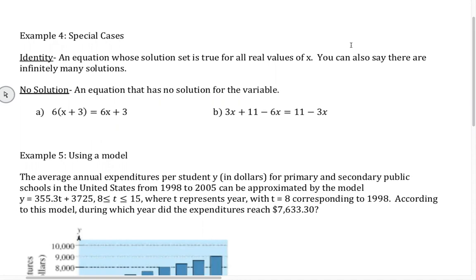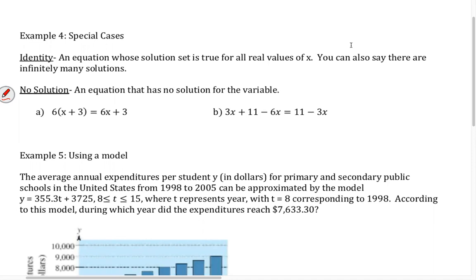I'll either write identity or infinite solutions. That just means that basically the left is equal to the right. And then no solution is when the sides aren't balanced. They don't make sense, okay? And that one will be easy to see once we start doing these examples here.